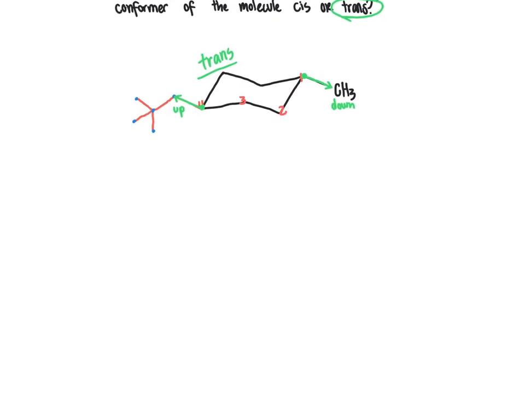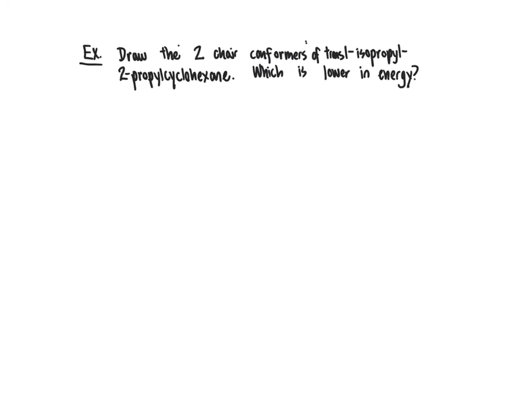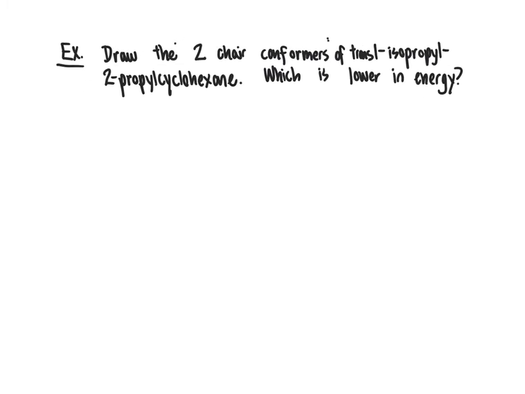We'll go on to the next problem here to wrap things up, and we're asked to draw the two chair conformers of trans-1-isopropyl-2-propylcyclohexane. Which of these two is lower in energy? So in this problem, we're restricted a little bit more than in the last problem.